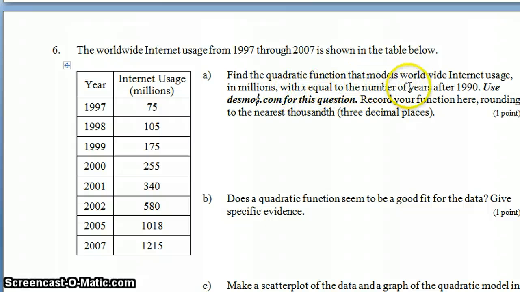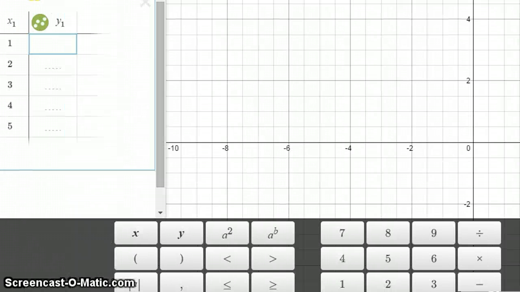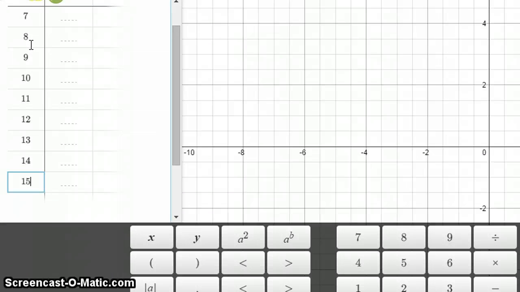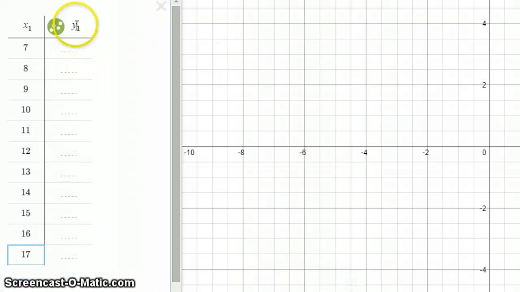Okay, well it says x equal to the number of years after 1990. So 1997 would be 7 years after 1990. So we're going to start our graph with x equal to 7. And then it goes up by a year after that. Oops, not 161, but 16. And then this data here will go in the Y column, right here under Y1.